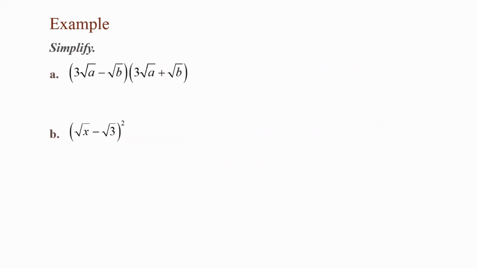For these examples, I want to simplify. For part A, I have in one parenthesis 3 square root of a minus the square root of b, in the other parenthesis 3 square root of a plus the square root of b. Again, we're going to use FOIL method, so I multiply 3 square root of a times the 3 square root of a, which gives me 9 square root of a squared. Then 3 square root of a times the square root of b, I have plus 3 square root of a times b.